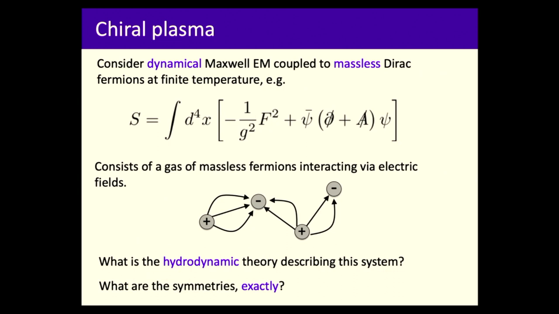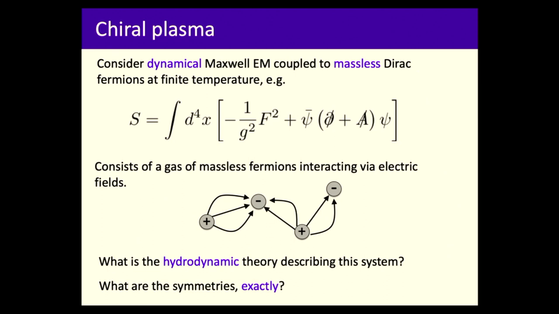But you know, what is this? What's happening in this theory? I heat it up. I have a bunch of massless fermions floating around. They're all coupled to the E&M field. So this is the rough idea. These are electric field lines, and the particles are sloshing around and doing their thing. So I want to answer, what is the hydrodynamic theory describing this system? Okay. So the first question you should ask is then, okay, what are the symmetries of this system exactly?